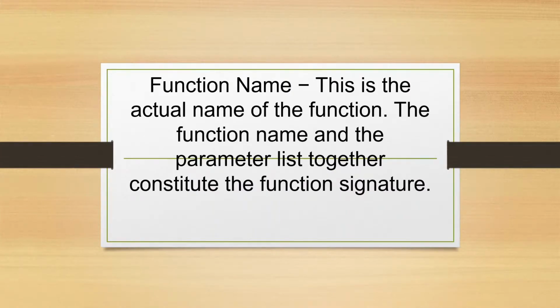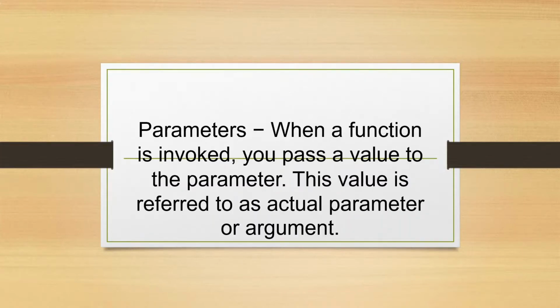Then we have the function name. The function name is generally taken as the action it is going to perform. Like if we have a function that adds two numbers, then we can give the name according to our choice, like add or sum. Then we have the parameter.